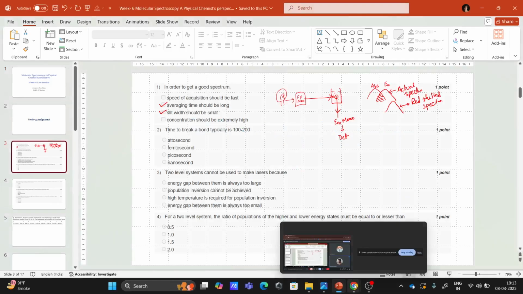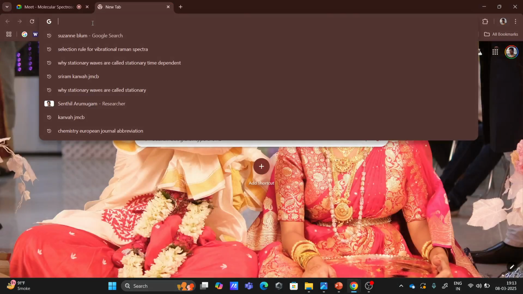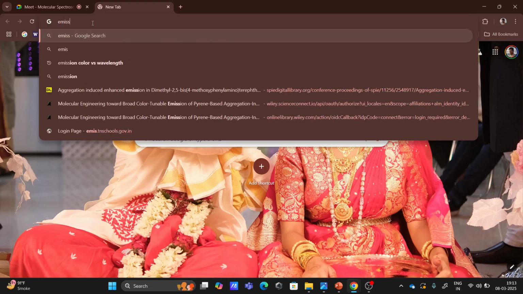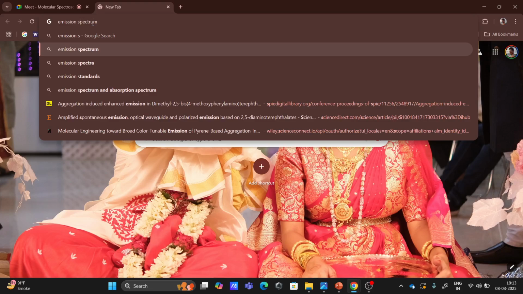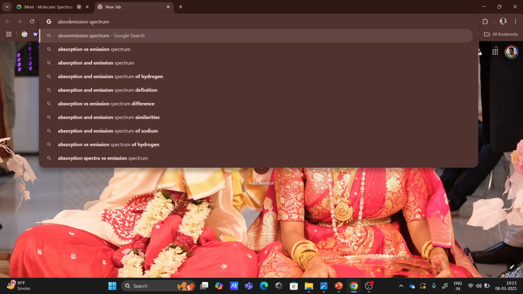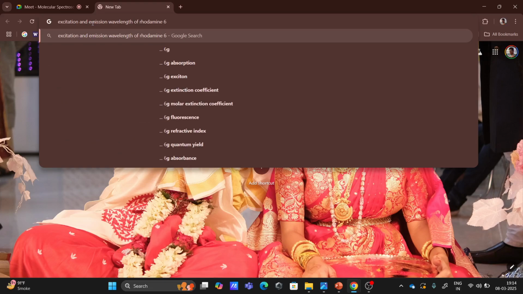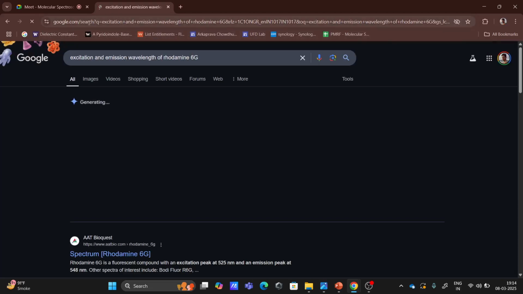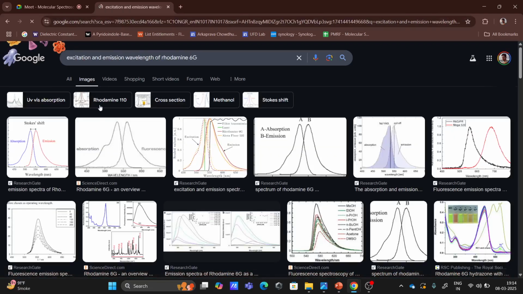I hope you can see my screen. Let us Google the absorption emission spectrum of rhodamine. Rhodamine 6G is a dye which has a quantum yield of almost 94%. So that is a very high quantum yield.